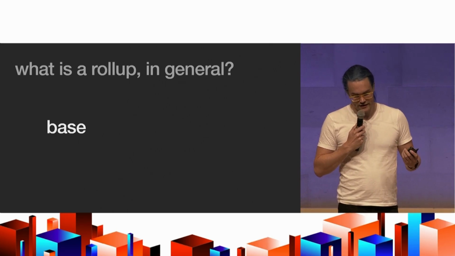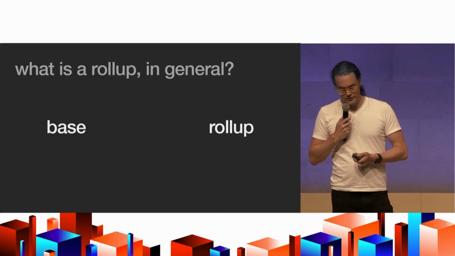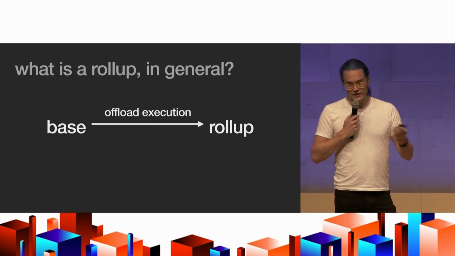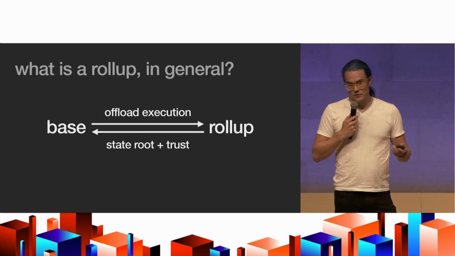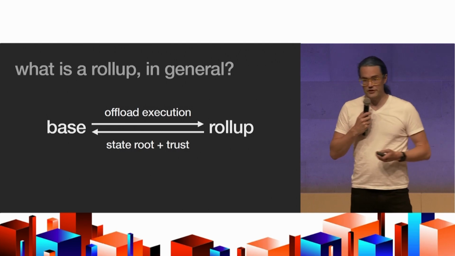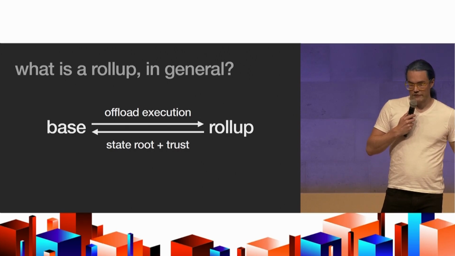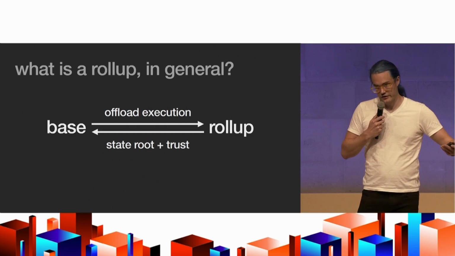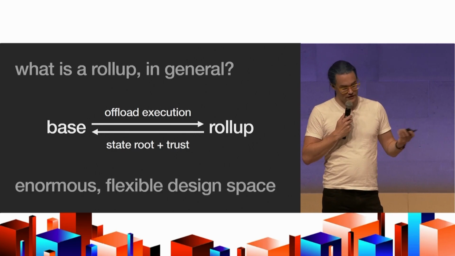In general, I would say a rollup is when you have one part of a system that we'll call the base, and there's another part of the system that we call the rollup. And there's this flow within the system where the base offloads execution onto the rollup, and then the rollup sends back some kind of state root, as well as some kind of reason why people should trust in that state root. Maybe there's a ZK proof, maybe there's some kind of economic model with an optimistic rollup. But fundamentally, it's about having a flow of execution moving out onto the rollup and certification and a summary of the results coming back. So there's a super, super enormous flexible design space here.